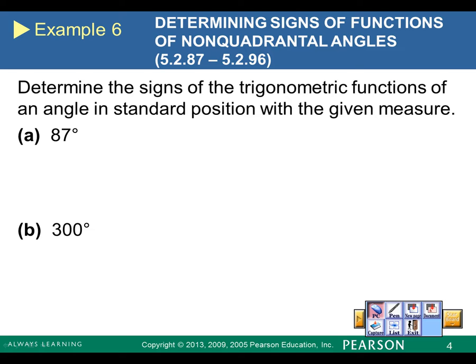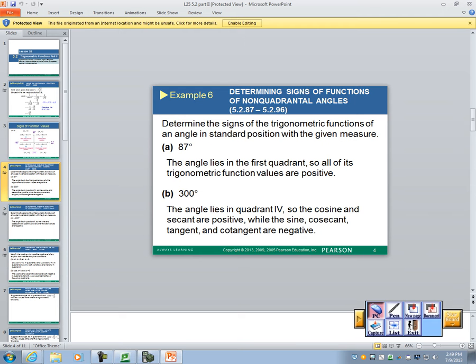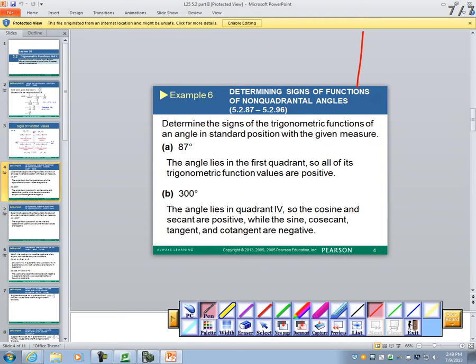Well, how about 300? Quadrant 4, that's right. Let's take a look at that. Here's 90, 180, 270. Well, 300 is going to be over here between 270 and 360, right? So this is 300. And so that would make x positive, y negative. So cosine's positive, sine is negative. Okay? Questions with that?